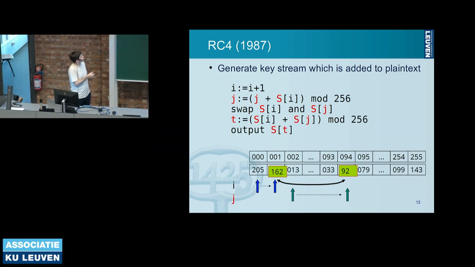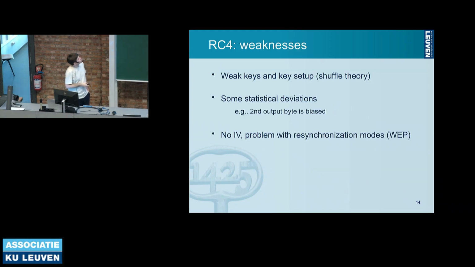You first compute the sum modulo 256, and then you look up this sum again in the table. So the sum of 162 and 92 is 254. Then you look up there, and 99 is the key stream byte that we produce. Then this process is repeated. So that's how it works.